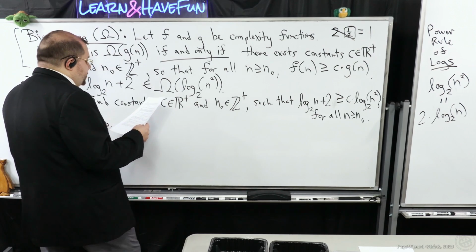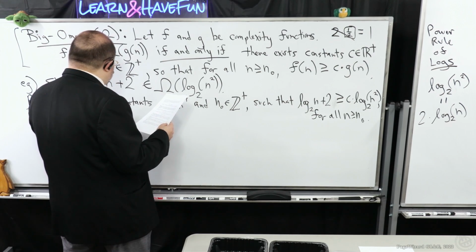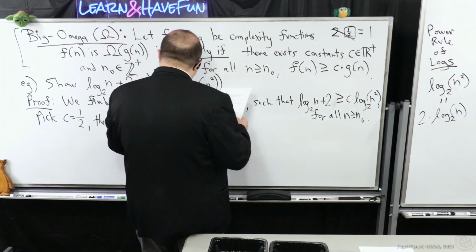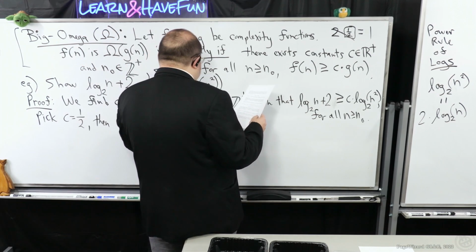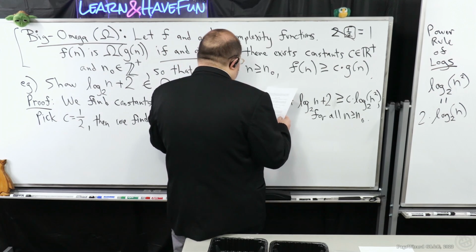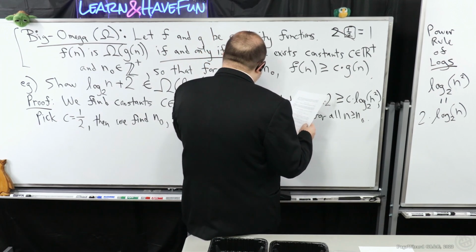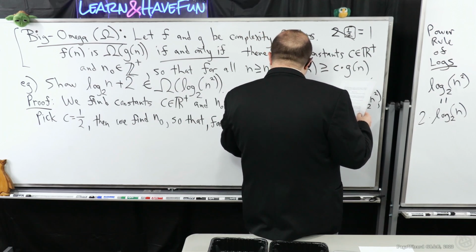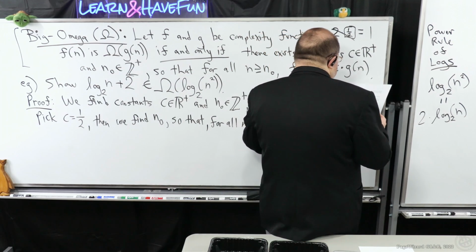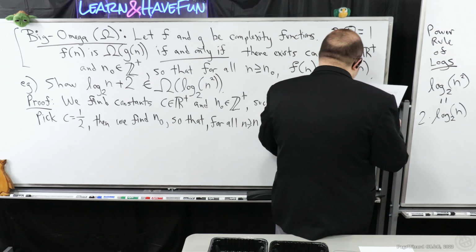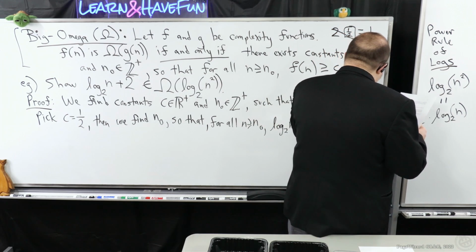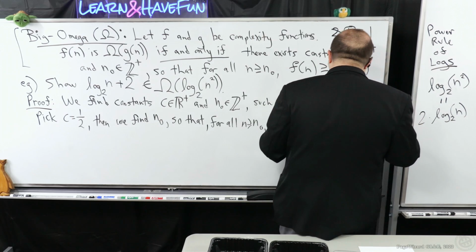Then we're going to find n0 so that for all n greater or equal to n0, log base 2 of n plus 2 is greater or equal to 1/2 times log base 2 of n squared, right? That's what it says.